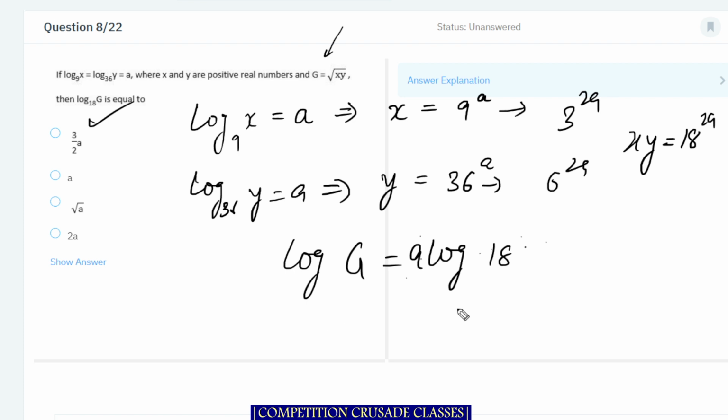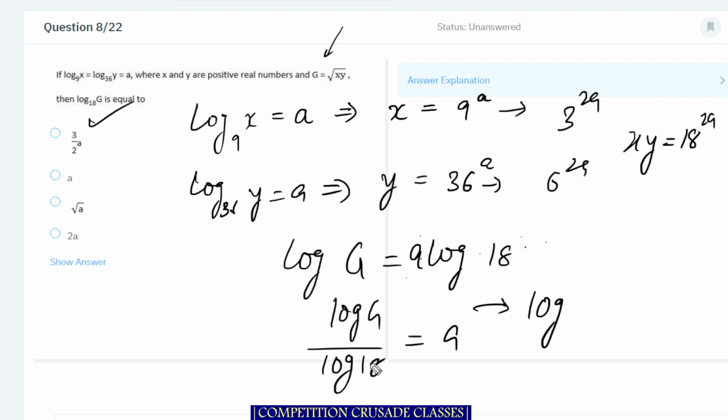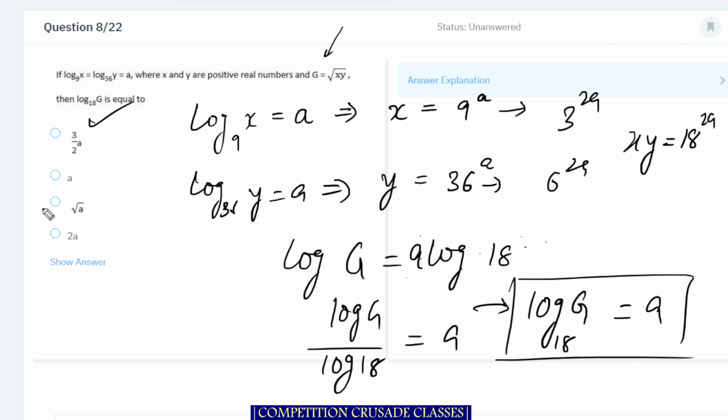So what I can do over here is write log g by log 18 is equal to a, and if you go through the properties, this log g by log 18 can be written as log g base 18, that is equal to a. Now this is again a very straight up easy question. A has to be the answer. Okay, let's go to the next question.